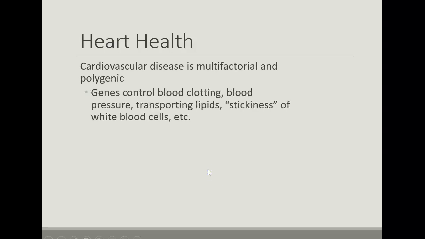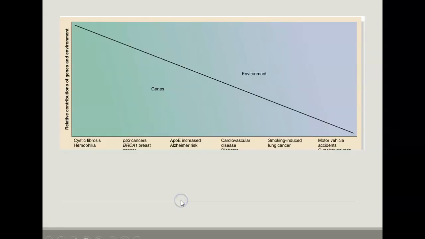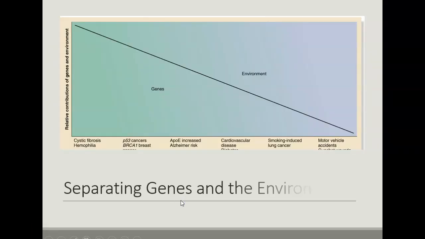Heart health is another one. Just like the others, we have a whole host of different genes that can determine how well your blood clots, whether you have high blood pressure, low blood pressure, cholesterol. All of those types of things have a genetic component. But we also know that your diet, your activity levels, whether you smoke, whether you exercise, can also impact heart health as well.